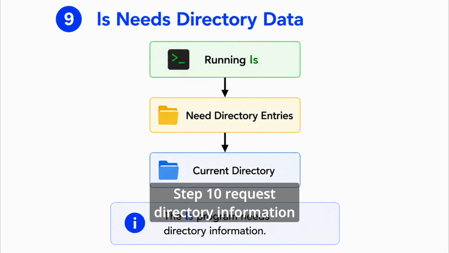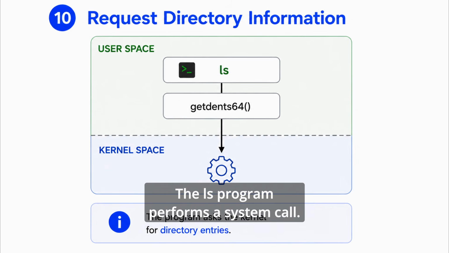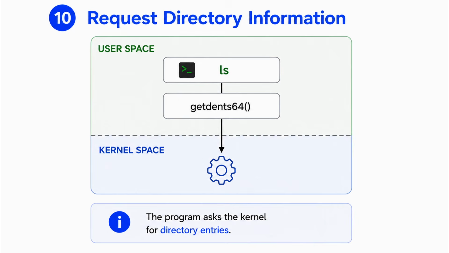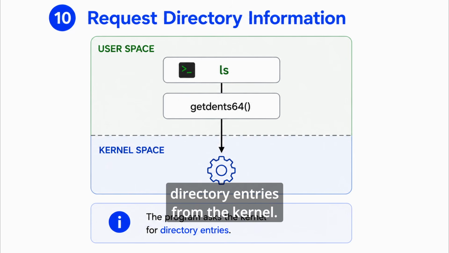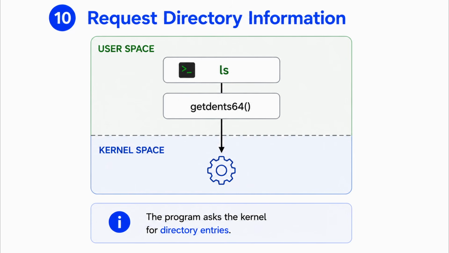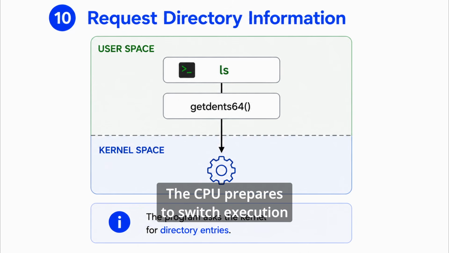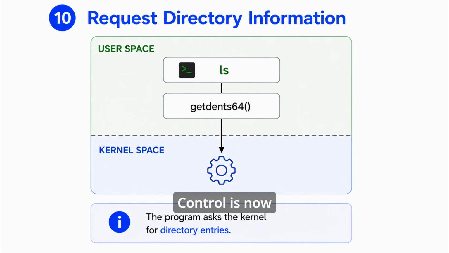Step 10. Request directory information. The ls program performs a system call. Typically, Linux uses getdents64. This system call requests directory entries from the kernel. The CPU prepares to switch execution from user space into kernel space. Control is now transferred to Linux.